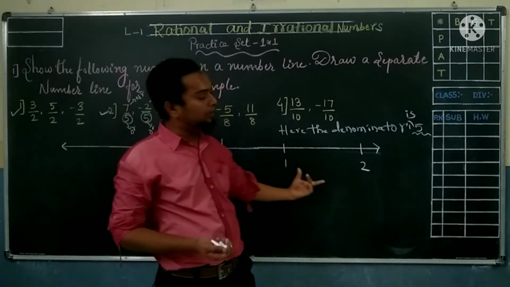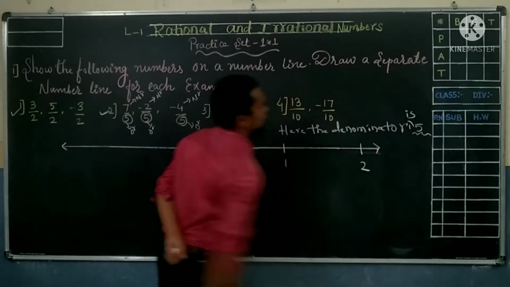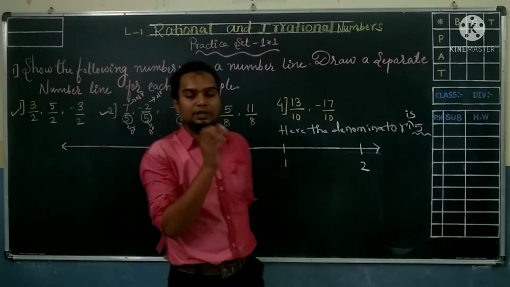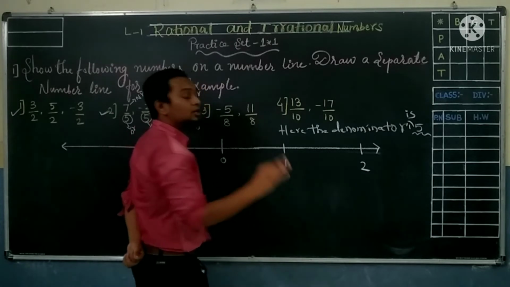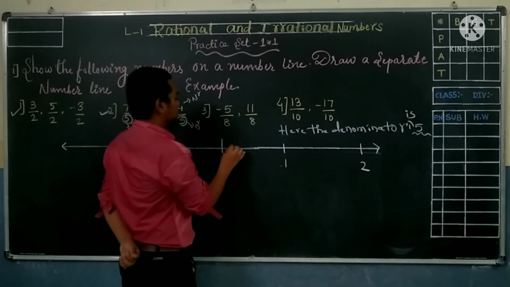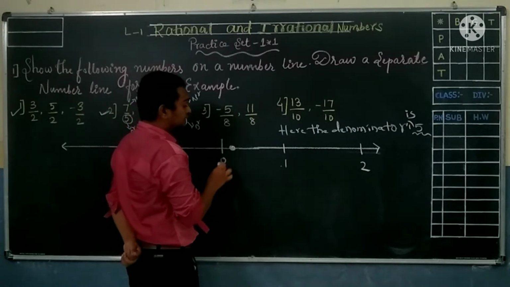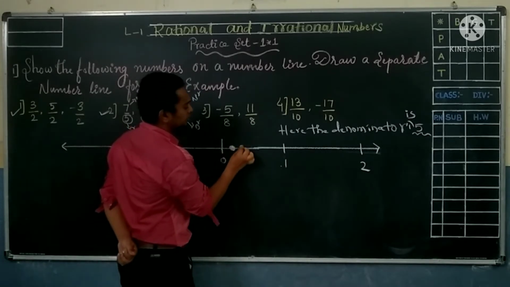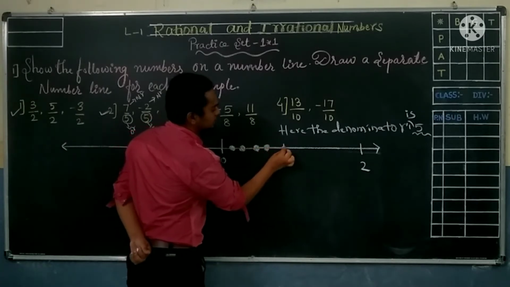That means 0 to 1 and 1 to 2 are also the same. The denominator given is 5, so the difference between 0 and 1 is 5 units. Now, first of all, I will put the first point. This is 1. We will leave 0. Here are 1, 2, 3, 4 and this one is 5.